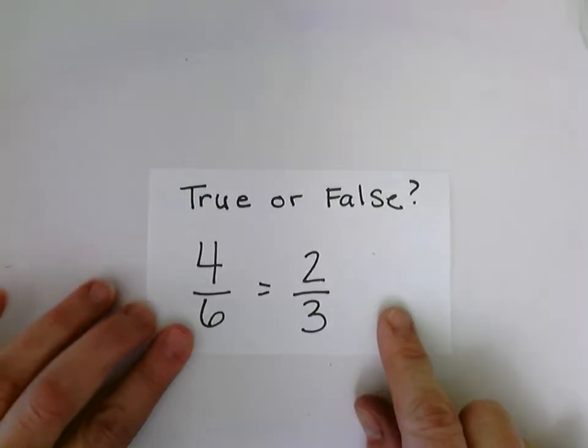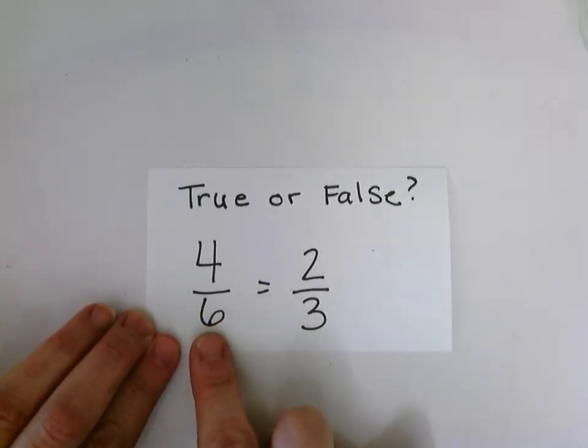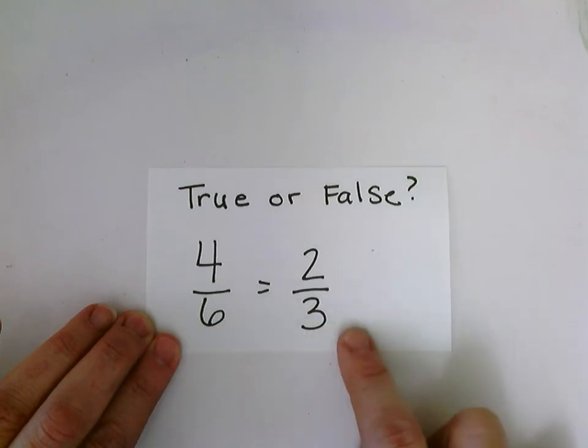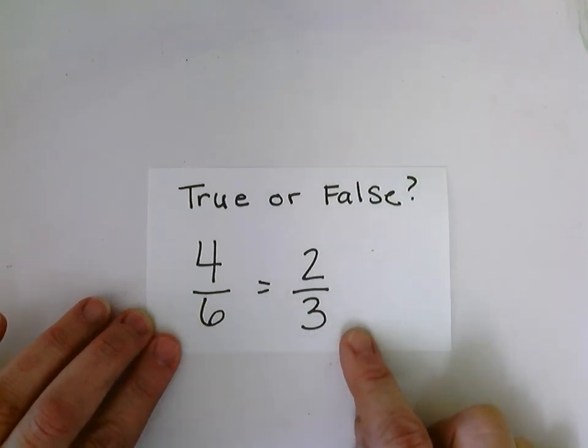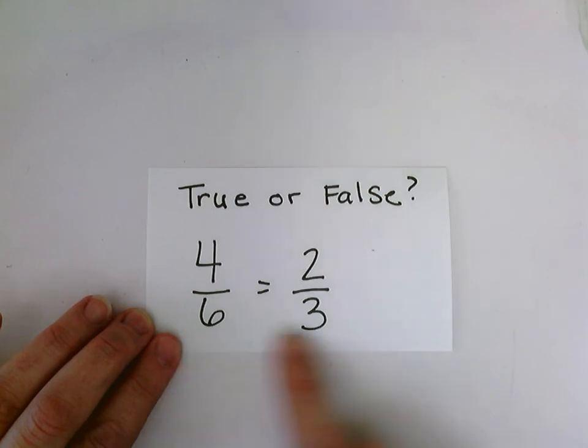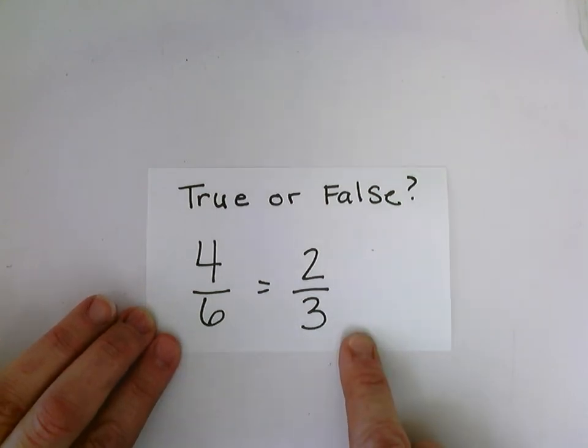So here's the problem we're going to look at first. It says true or false: 4/6 is equal to 2/3. What do you think? Would 4/6 and 2/3 be equal? Let's take a look.